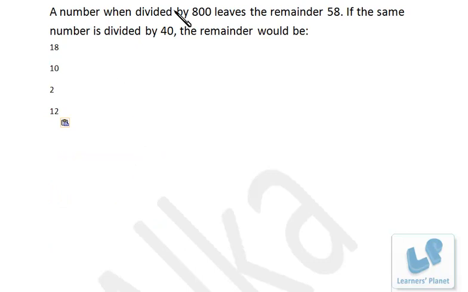Now this question: a number when divided by 800 leaves this remainder. If the same number is divided by 40, what will be the remainder? For any number, n can be written as quotient into divisor plus remainder, right? So if this number is divided by 800, that means the divisor is 800. Quotient we don't know, I write q. Remainder is 58. That means this is actually the number.